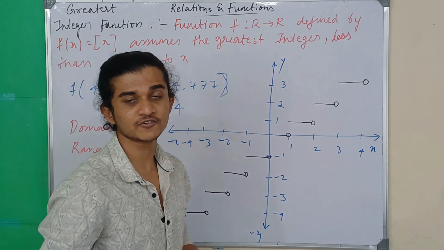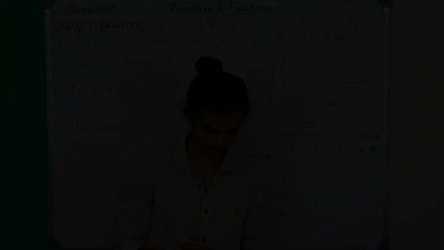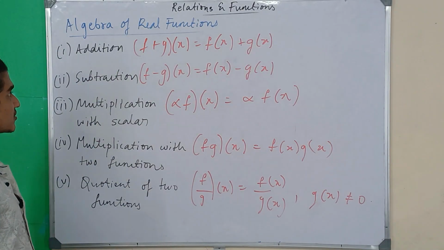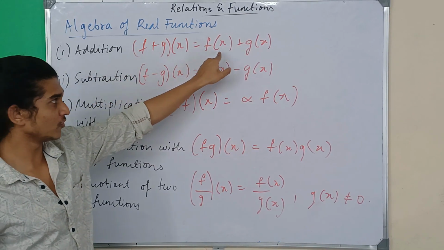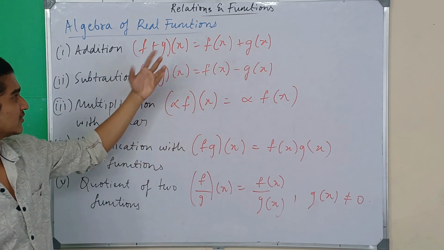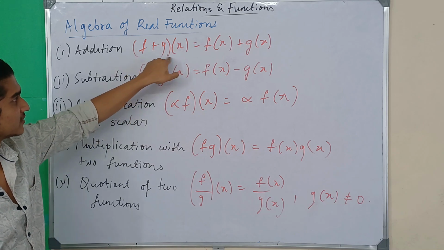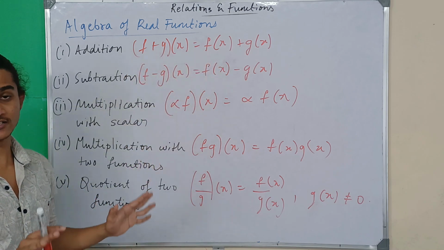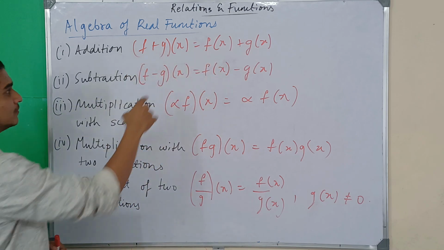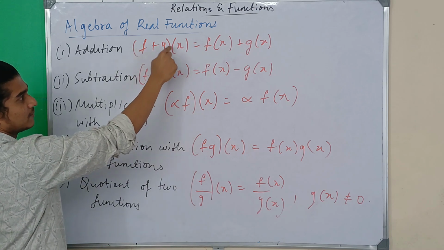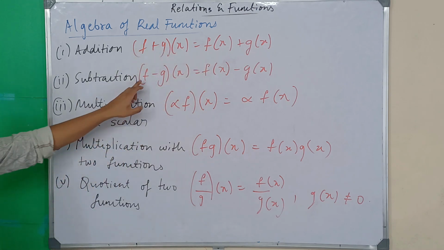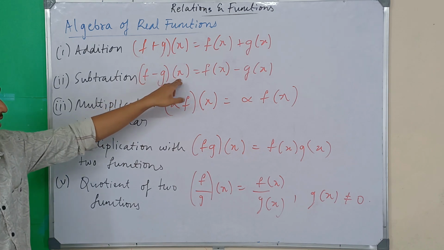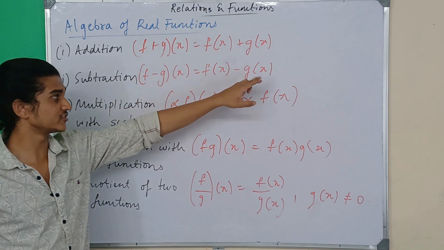Now let us see the different algebras of functions, the algebra of real functions. First is addition. So f plus g of x is equal to f of x plus g of x. It's not literally multiplication, but in order to remember this, just assume x is getting multiplied with f and g, and you get it like that. The next thing is subtraction. So f minus g of x is f of x minus g of x.